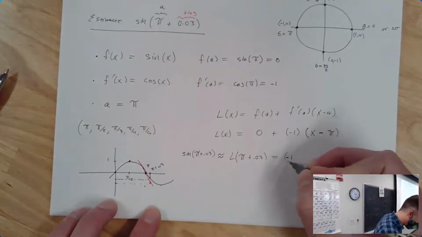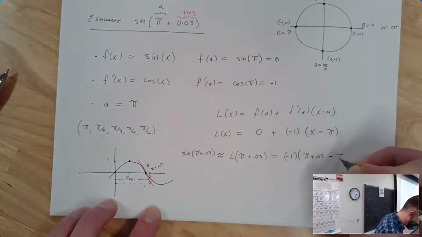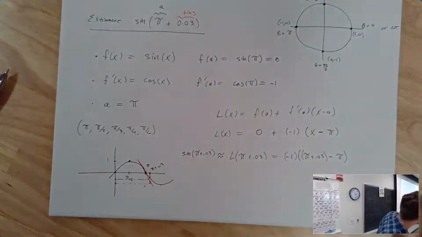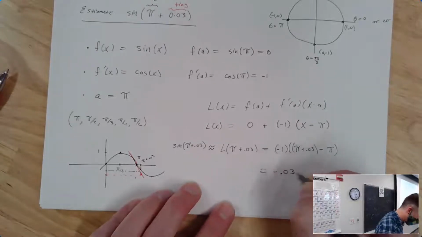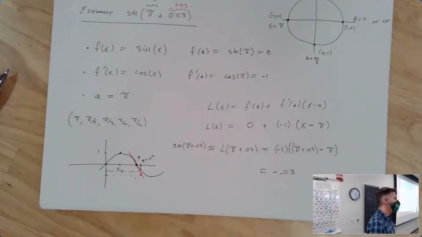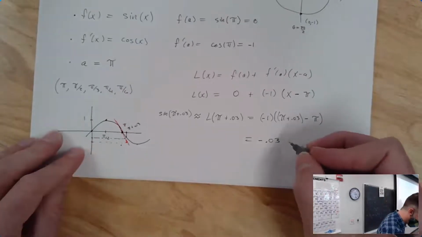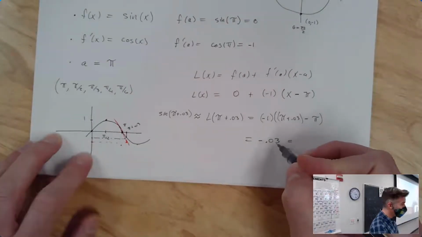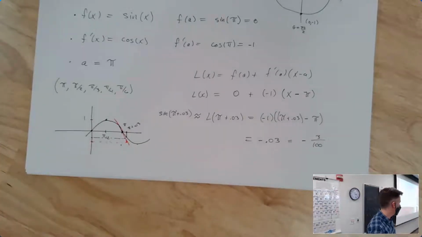It would be -1 times pi plus 0.03 minus pi. I don't think you need parentheses there. And then the pi's are going to cancel and we're going to get -0.03. And if you put that in WebWork, it's going to be not right because the question on WebWork specifically asks for a fraction. So 0.03, that's not 3/10, it's 3/100. So it's -3/100, which seems unnecessary, but it's what they asked for. So go figure.